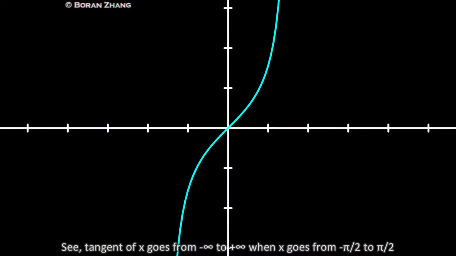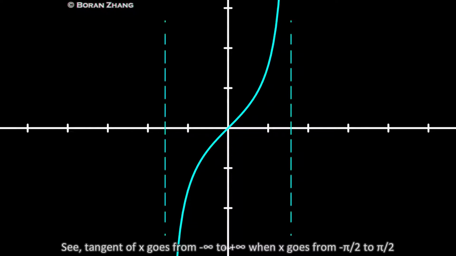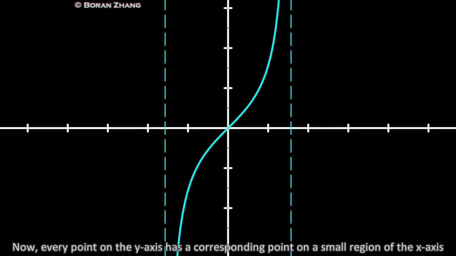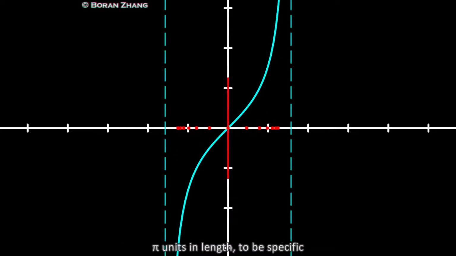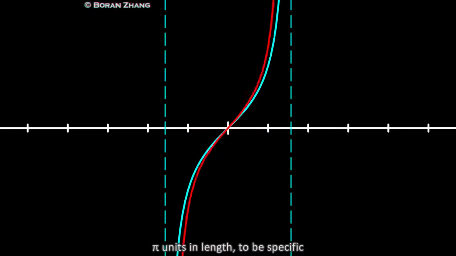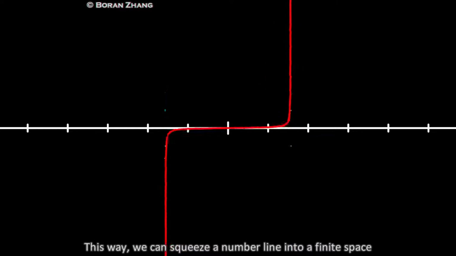See, tangent of x goes from -infinity to positive infinity when x goes from -1/2 of pi to 1/2 of pi. Now every point on the y-axis has a corresponding point on a small region of the x-axis, pi units in length to be specific. This way, we can squeeze a number line into a finite space.